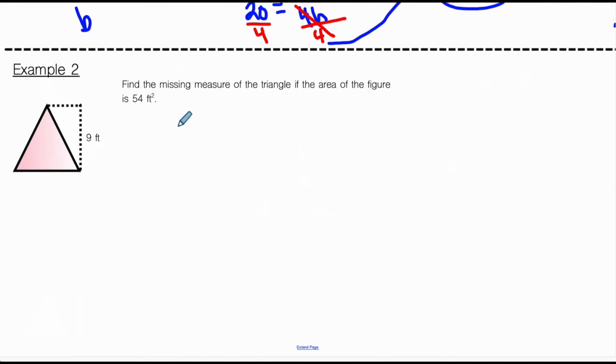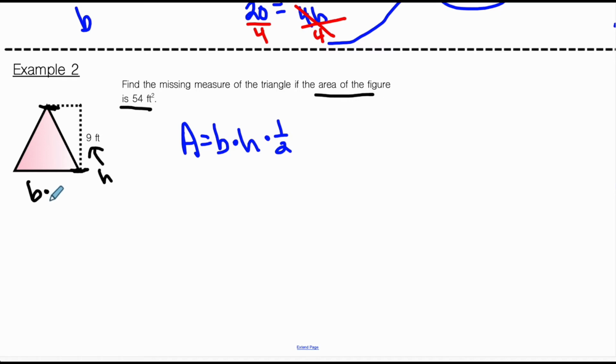Okay, breaking this into steps. Step 1, it's a triangle. I'm going to write my triangle formula. Now, let's determine what we know. We know the area is 54. We also know the height, the straight distance from the base to the tippy top of the shape, is 9 feet. What I don't know is the base. The base is a question mark. So I'm going to fill in what I know and then solve the problem using basic algebra.